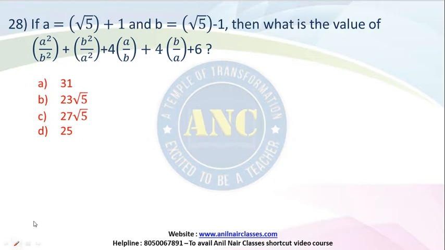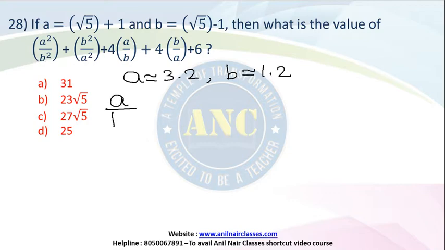Method 3 is what I was discussing, from approximation. So the a value will be 2.2 plus 1, it is 3.2. The b value will be 2.2 minus 1, it is 1.2. Now the first value is a square by b square, or it is a by b whole square. First of all, let me find a by b. It is approximately 3.2 by 1.2, 32 by 12. 4 into 8 is 32, 4 into 3 is 12.